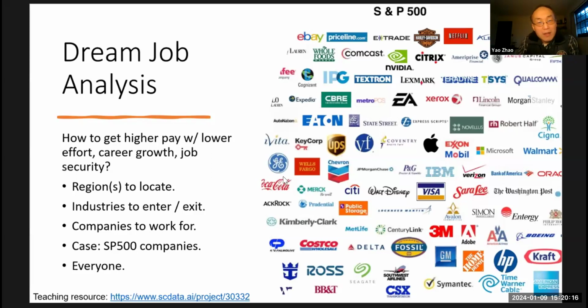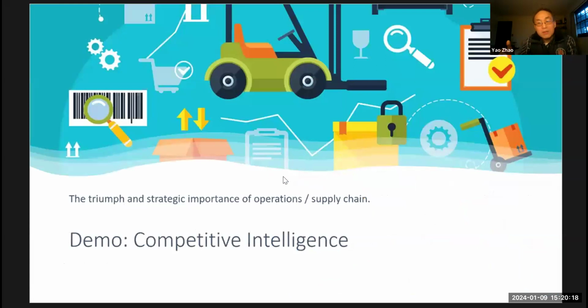Okay. Now, let me share some exciting moments. Let me drill into some of these modules. First, I want to demo the triumph and the strategic importance of operations and supply chain using the competitive intelligence module. The question is how to beat competition by operations and supply chains. This is a great module to motivate students to learn operations and supply chains.